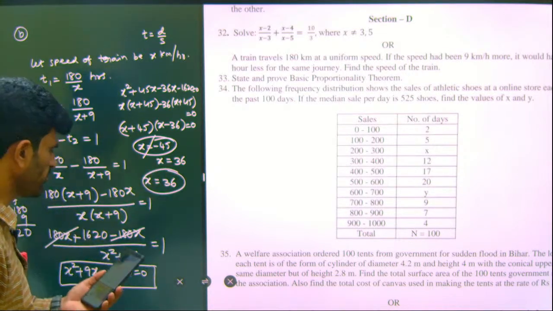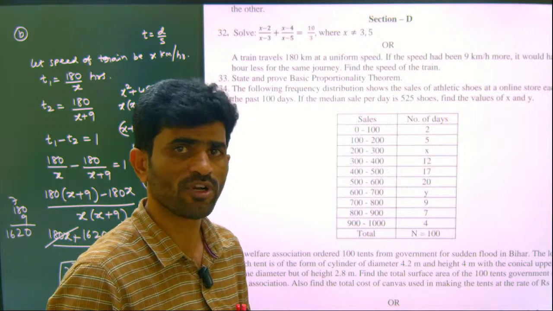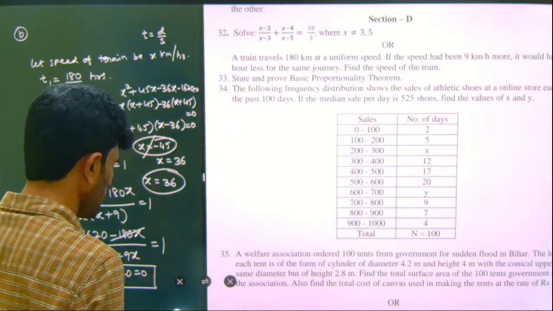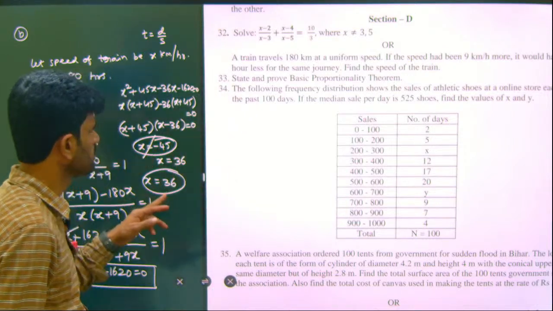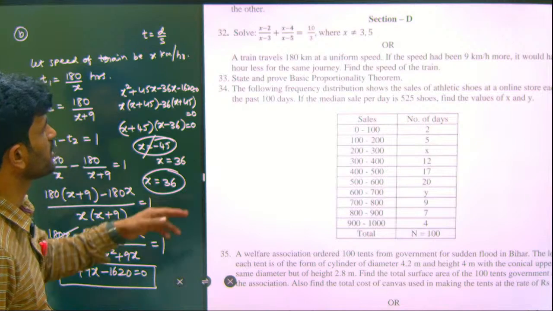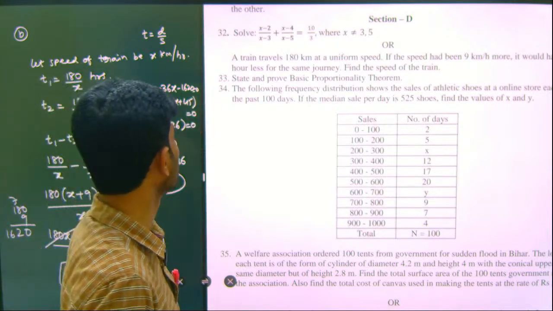Then we can write the speed of the train. Therefore, the speed of the train is 36 kilometers per hour. That is the 5 marks question.